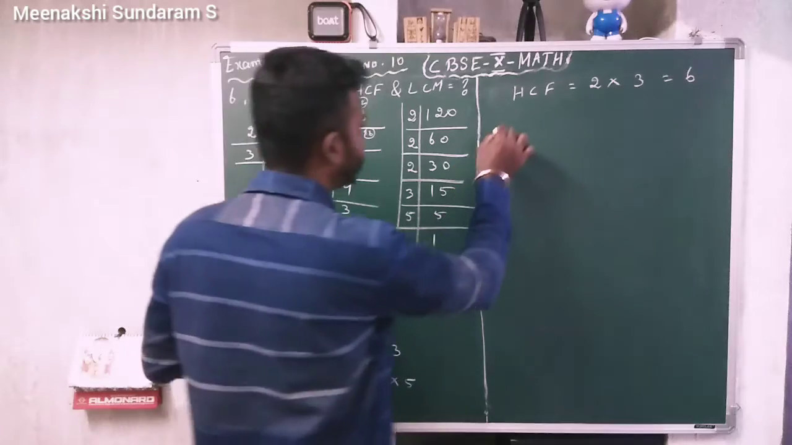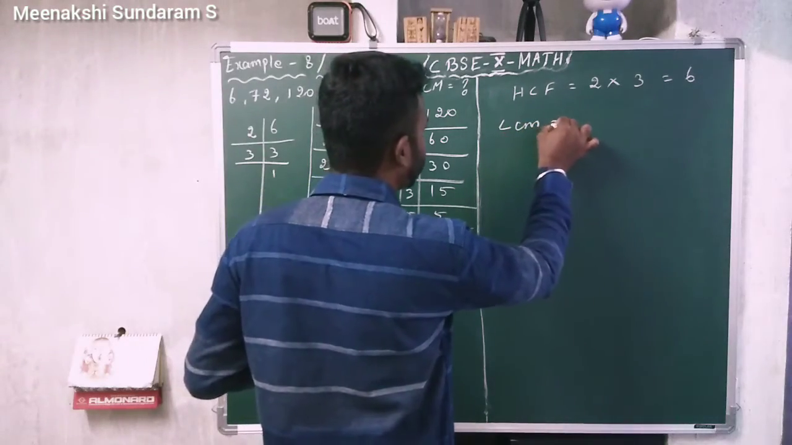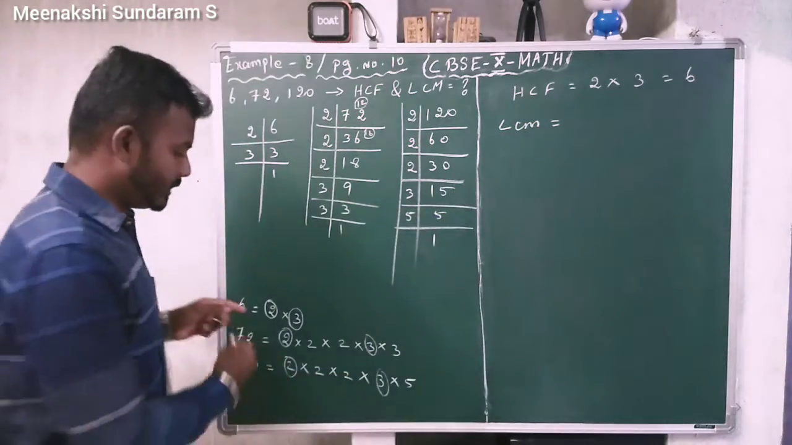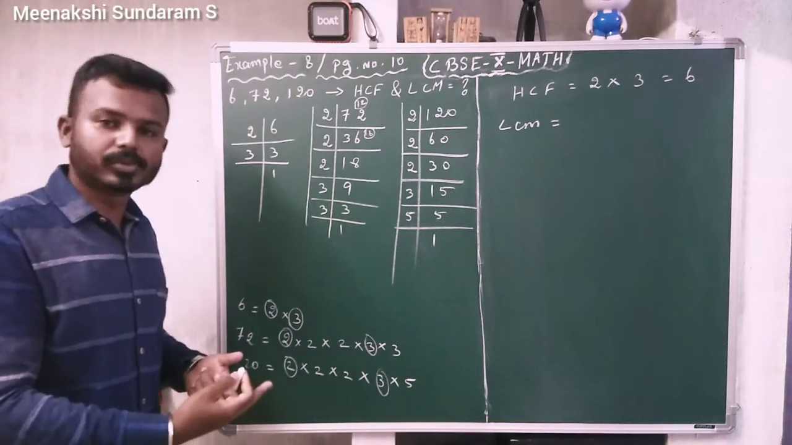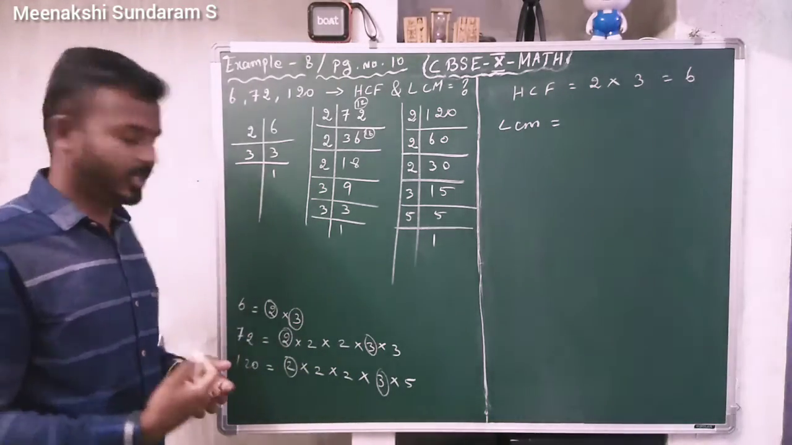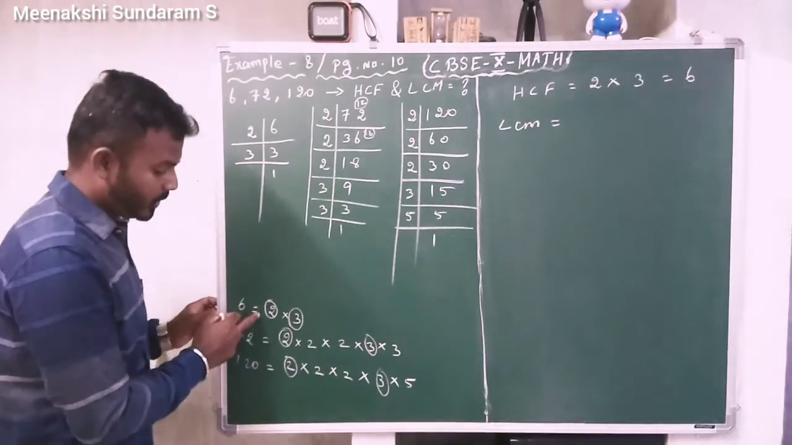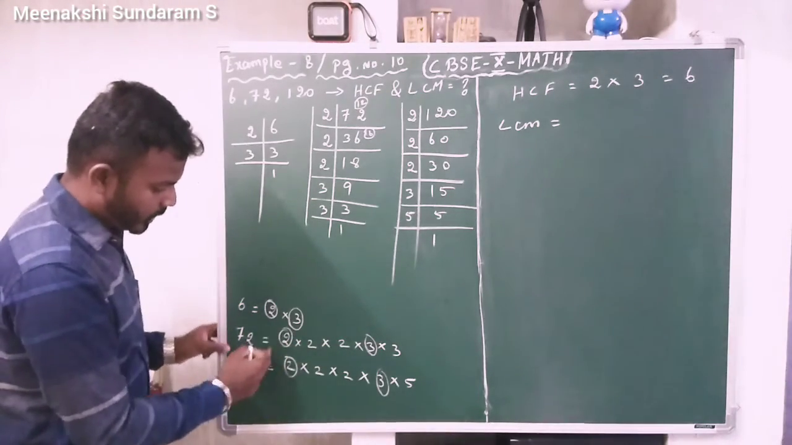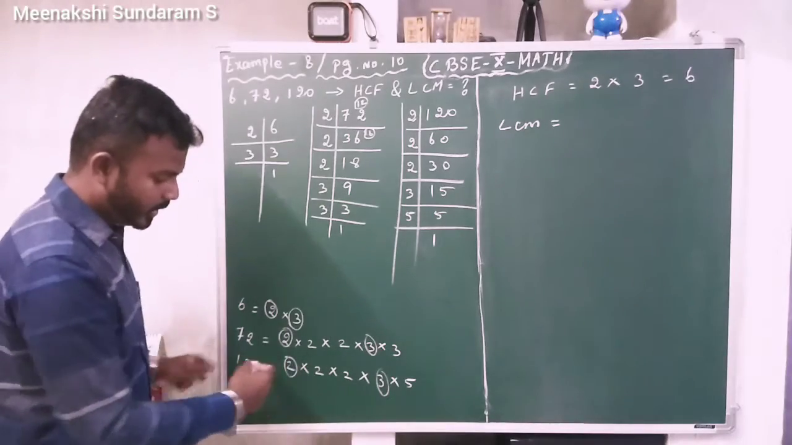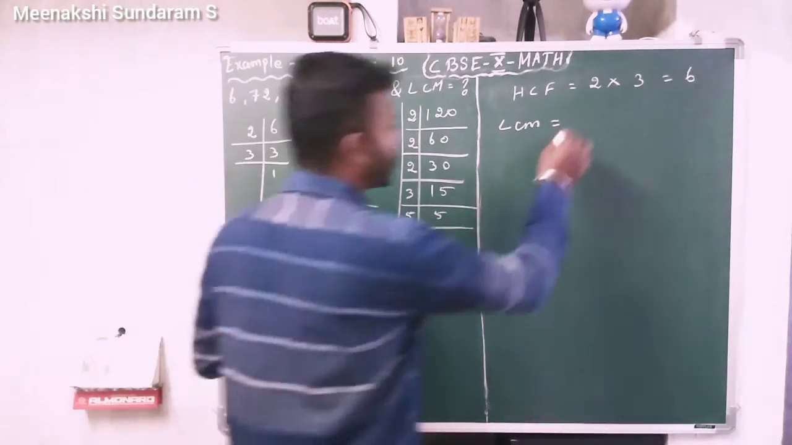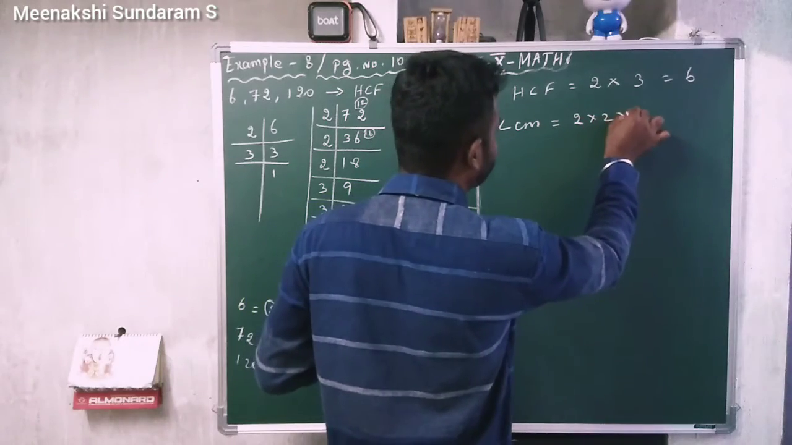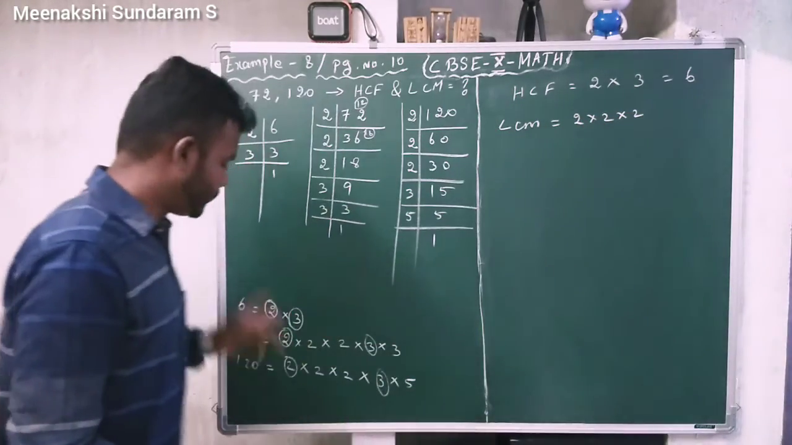Next, LCM. We can consider each one as a row. The factors which occur the most number of times, we should take those factors. Here 2 occurs only 1 time, here 2 occurs 3 times, here 2 occurs 3 times. So we take 3 times of 2, so write 2 into 2 into 2. Next check 3.